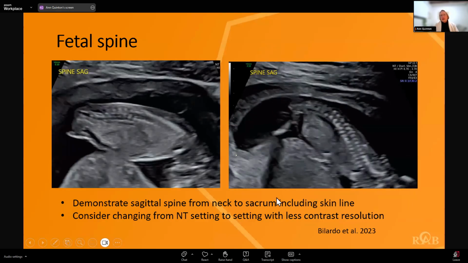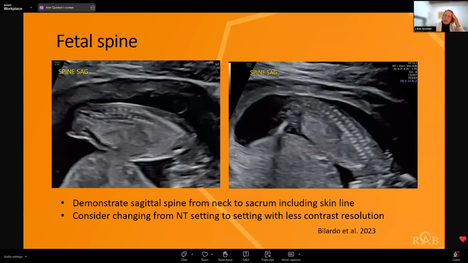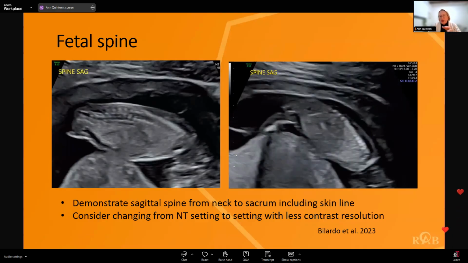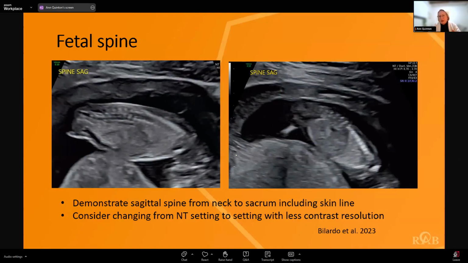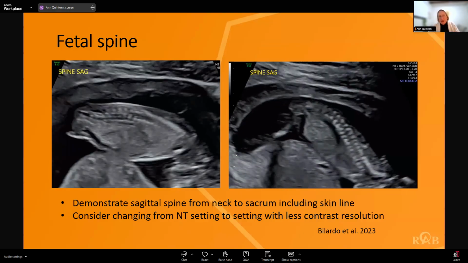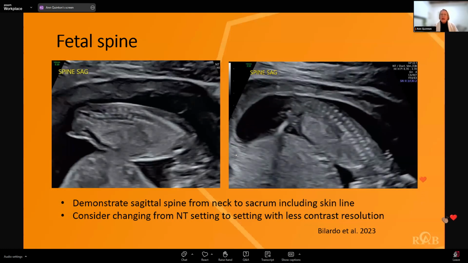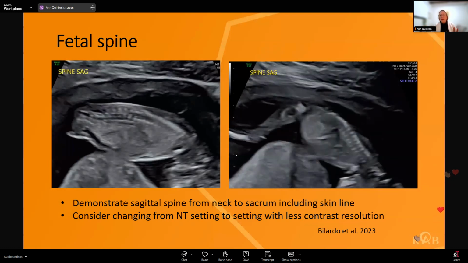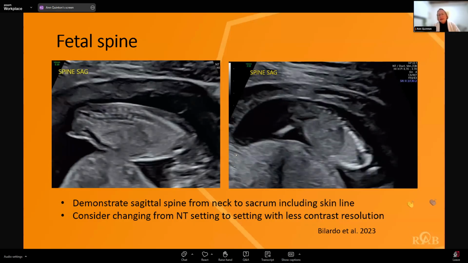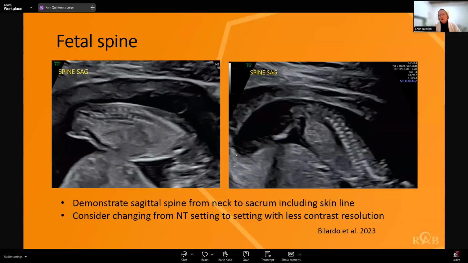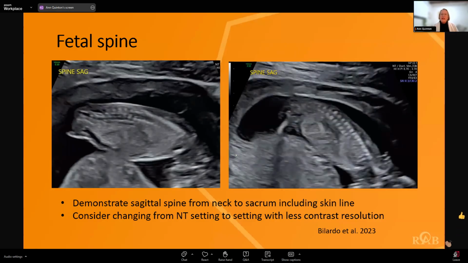Now, I know when you scan and you're measuring the nuchal translucency, the ultrasound settings have quite high contrast resolution. They're very black and white. And sometimes you might consider changing from that nuchal setting to a setting that has less contrast in it. So that might be just a basic first trimester scan, or it might even be swapping over to the second trimester settings on your ultrasound machine just to get a good look at the skin. All right, so I think that's the end of normal for us.